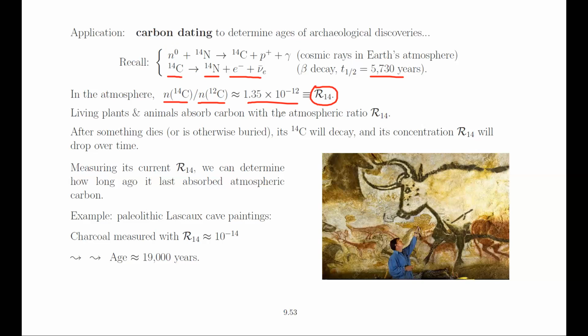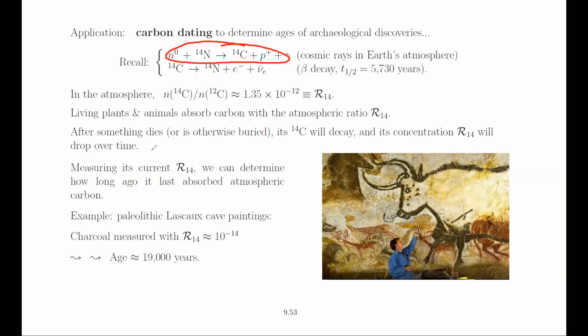So when this stuff trickles down to the ground from the atmosphere, all the living plants and animals that are breathing and absorbing carbon from food have the carbon in their bodies with this same atmospheric ratio. But then after time goes by, living plants and animals eventually are buried under different layers of the ground, and they're no longer exposed to this fresh supply of carbon-14 from the atmosphere. All that's left is that the carbon-14 will decay, and its concentration will drop over time.